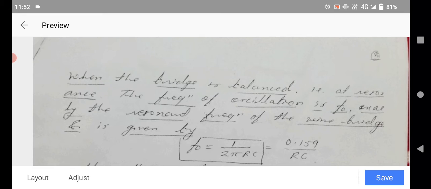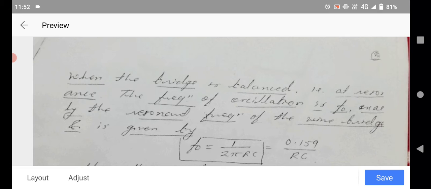Okay, the frequency of oscillation is f0. Frequency means 1/T, where T means the time. Time is the on time plus off time. Okay, so here we calculate the frequency of the oscillation, f0.